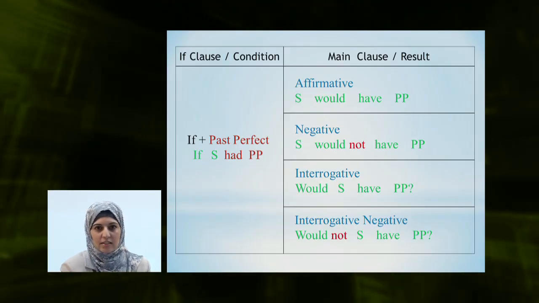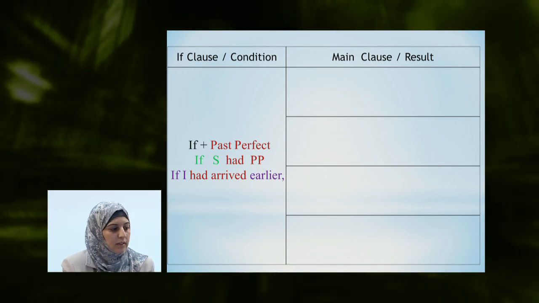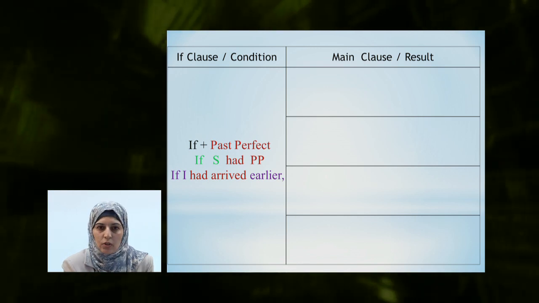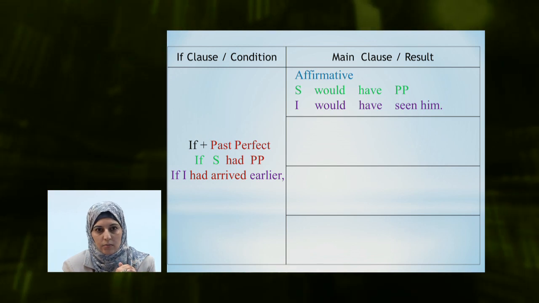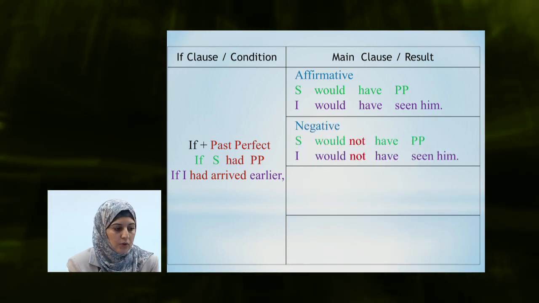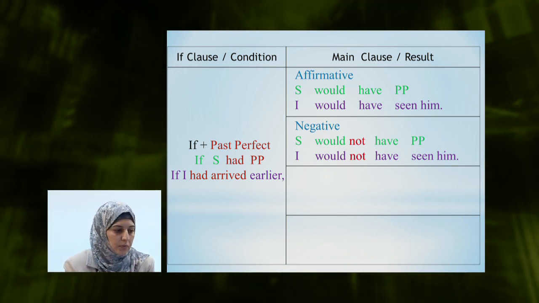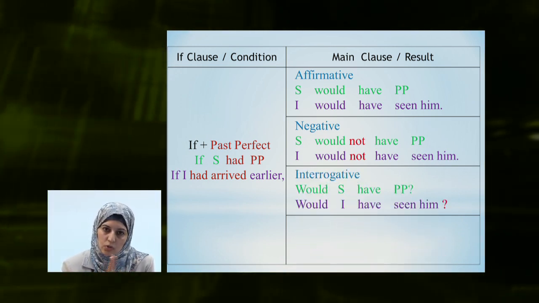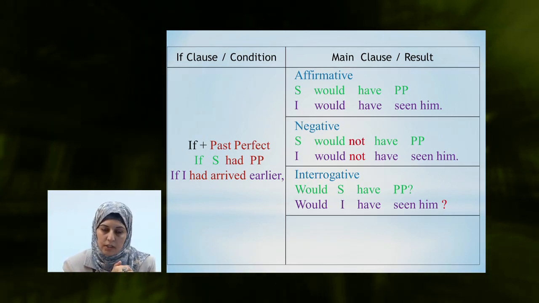The if clause is fixed. It's subject, had, past participle, and it starts with if. Let's have an example. In the if clause, we have, if I had arrived earlier. So in the main clause, in the affirmative form, you have, I would have seen him. So subject, would, have, past participle. In the negative form, I would not have seen him. Note here that we add not to would. In the interrogative form, just swap between would and subject. If I had arrived earlier, would I have seen him?